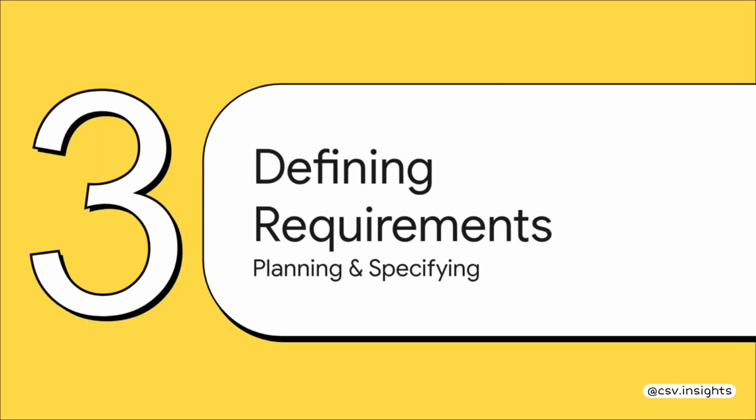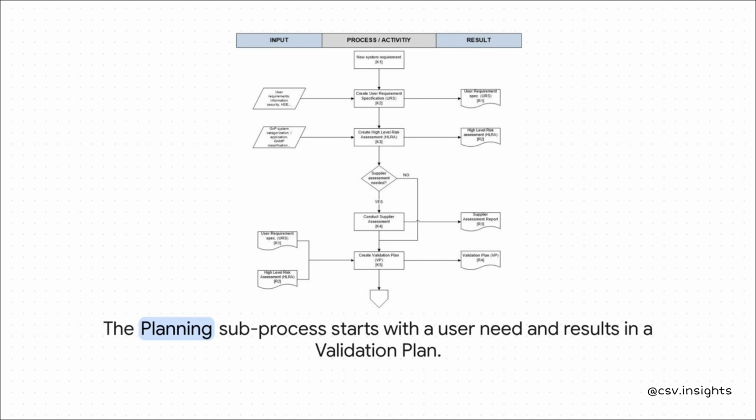Okay, let's start our journey. We're heading down the left side of the V. This part is all about planning. Before anyone writes a single line of code or plugs in a server, you have to be incredibly precise about what the system actually needs to do. And you know, it all starts with something really simple, a user need. Maybe a lab technician says, hey, I need a system that can track samples automatically. That single need is what kicks off this whole planning phase, where we build the entire foundation for the project.